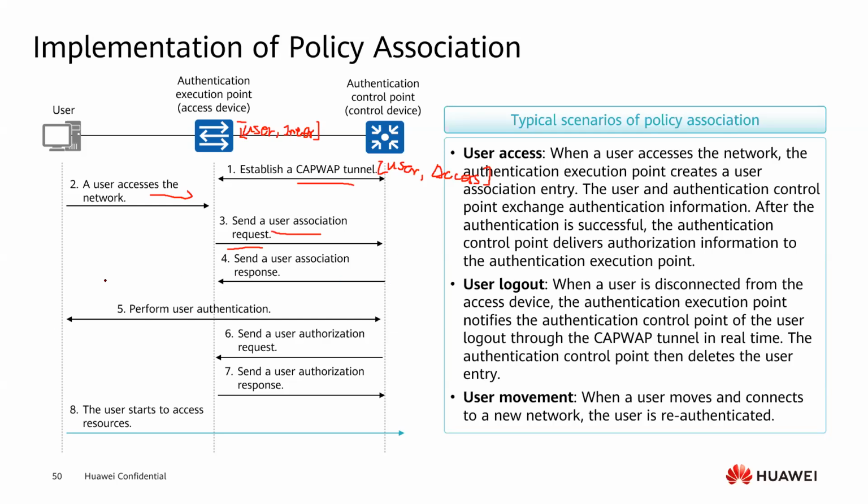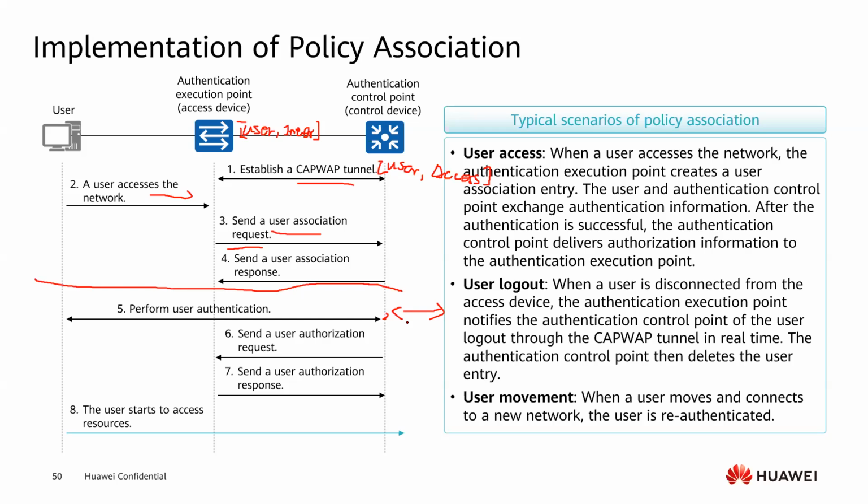So until now, the association process is finished, and then the user will send the identification to the access devices to go through the authentication process. When the access devices receive it, it will forward the authentication packet directly through the web terminal to the control devices. When the control devices receive it, it will exchange the authentication information with the server.